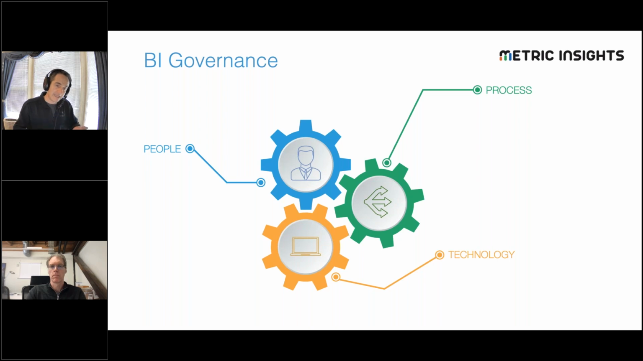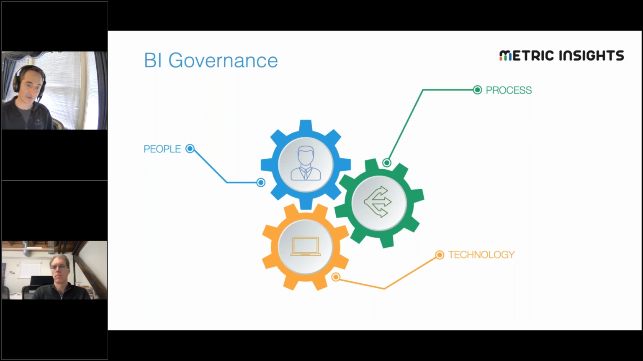So, taking a broad perspective and thinking about BI governance at a high level, there are really three different pieces, three different gears that have to turn together in unison in order to make governance work effectively. You've got to have the right people filling the right roles. You've got to have a process that those people are going to follow and are willing to follow, from a governance perspective, established and being adhered to.